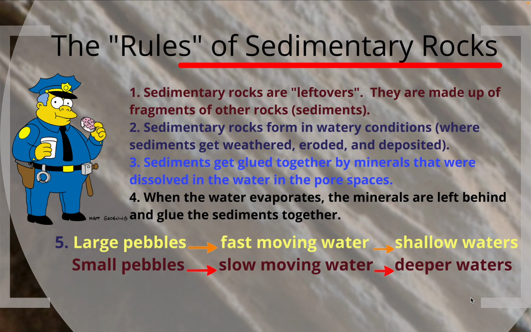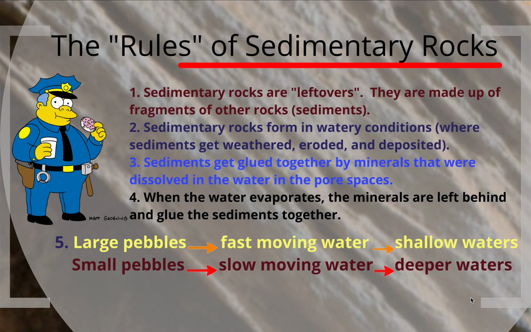So rule number 4 then, when the water evaporates, the minerals are left behind, because remember, water always leaves a mess when it goes away, when it evaporates. So anything dissolved in the water evaporates and leaves behind the minerals. And of course, water is great at dissolving things, so that's why that happens.